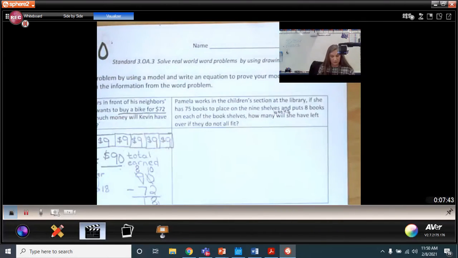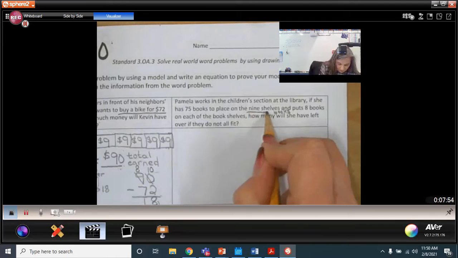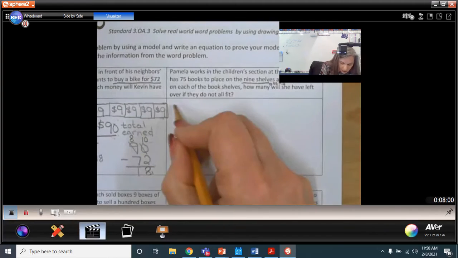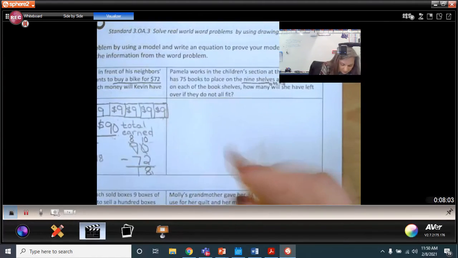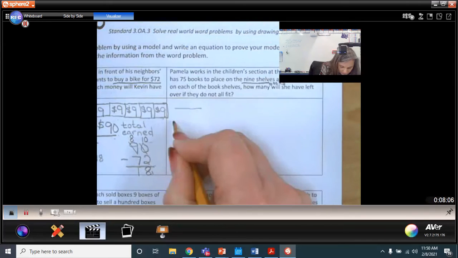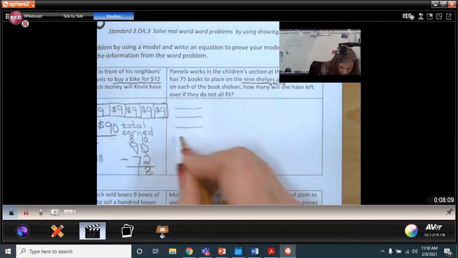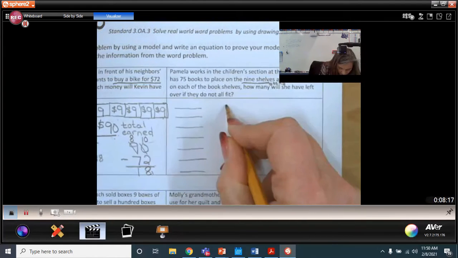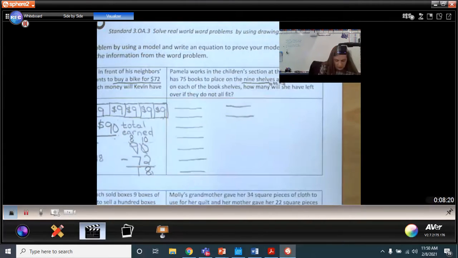So let's picture this. Let's draw ourselves a visual. What is she putting the books into? Right, she's putting them onto shelves. How many shelves? 9, right? So think of a shelf as like an array. Arrays are objects that are put into rows. So we have 1 row, 2 rows, 3 rows, 4 rows, 5 rows, 6 rows, 7 rows, 8 rows, and 9 rows. Now, each row is a shelf on the bookshelf.